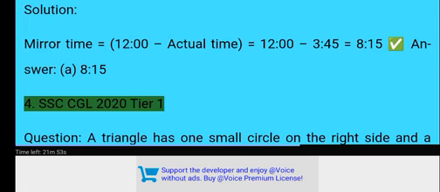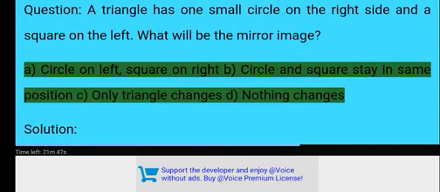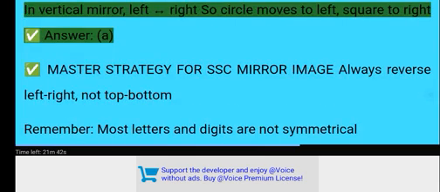4. SSC CGL 2020 Tier 1. Question: a triangle has one small circle on the right side and a square on the left. What will be the mirror image? A, a circle on the left, square on the right. B, circle and square stay in the same position. C, only the triangle changes. D, nothing changes. Solution: in a vertical mirror, left and right swap, so the circle moves to the left and the square to the right.